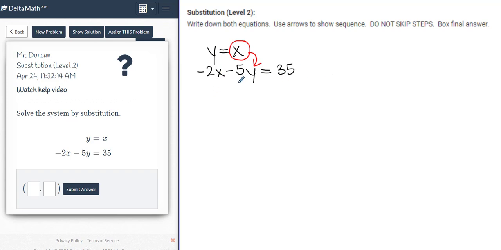All right, let's just move this equation over here to the side. So I have negative 2x minus 5. I'm going to get rid of that y, and in its place I can put an x because we stated earlier y is equal to x, so we can trade them out. So negative 2x minus 5 times x is equal to 35. So let's simplify negative 5 times x. So that's going to be negative 2x minus 5x equals 35.